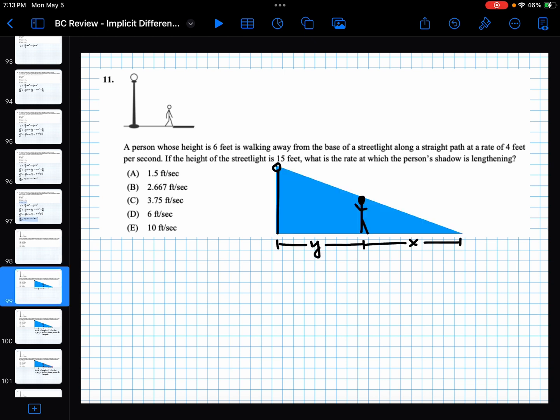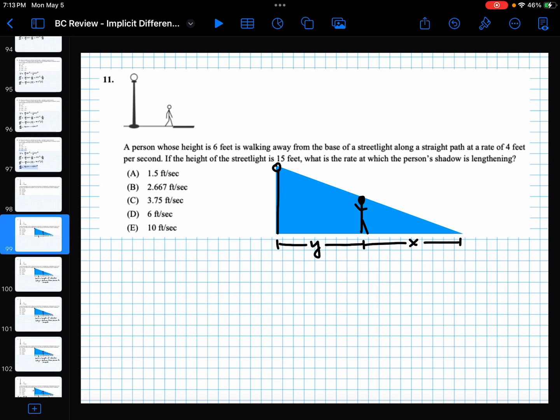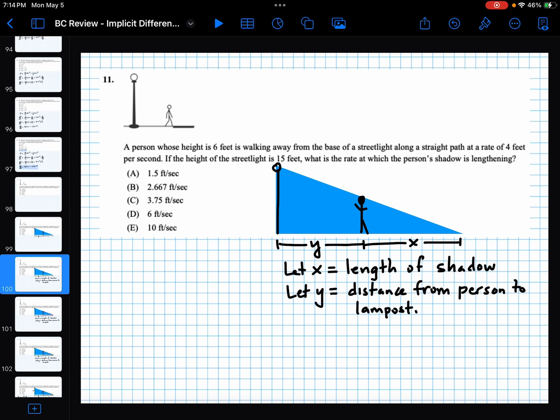There's our person, there's the lamppost, and it creates two smaller triangles. Now, just to be clear here, that distance from the person to the tip of the triangle, we're going to call that x. That's the length of the shadow. And the distance from the person to the lamppost, we're calling y. Right? That's the distance simply from the person to the lamppost.